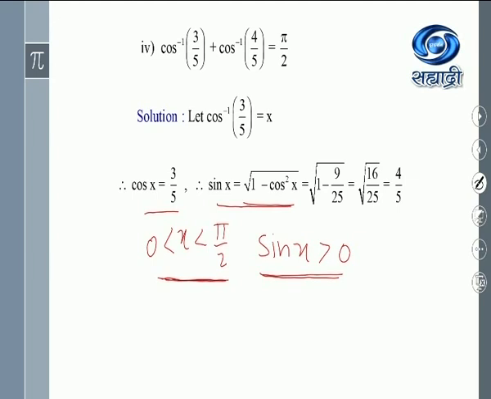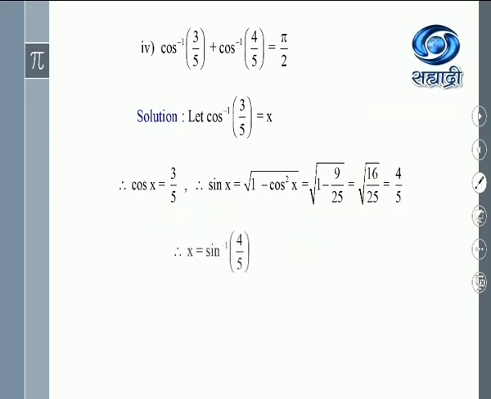and then you write sin x is equal to root of 1 minus cos square x. Now simplify, which is under root 1 minus square of 3 by 5, that is 9 upon 25, which is under root 16 by 25, which is equal to 4 by 5. Okay. Now see, with this, sin x is equal to 4 by 5. Therefore x is equal to sine inverse of 4 by 5.